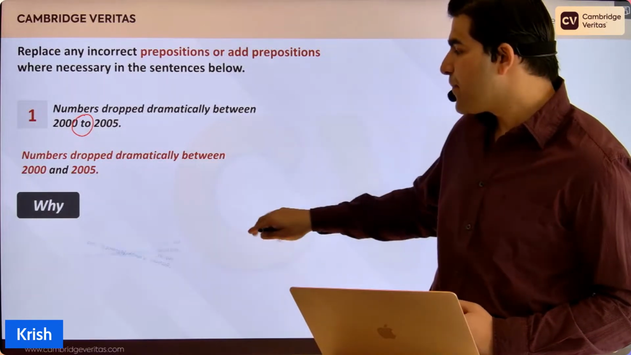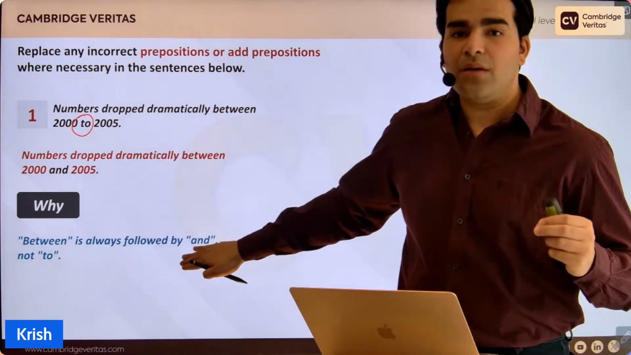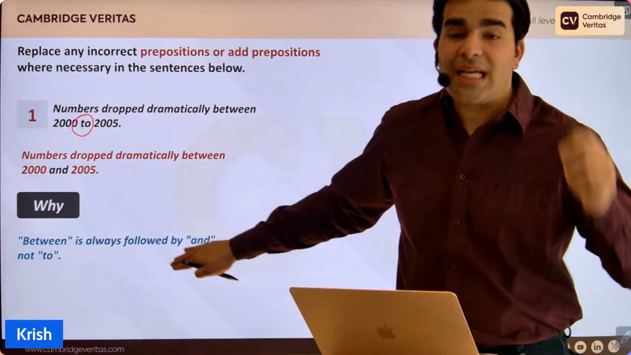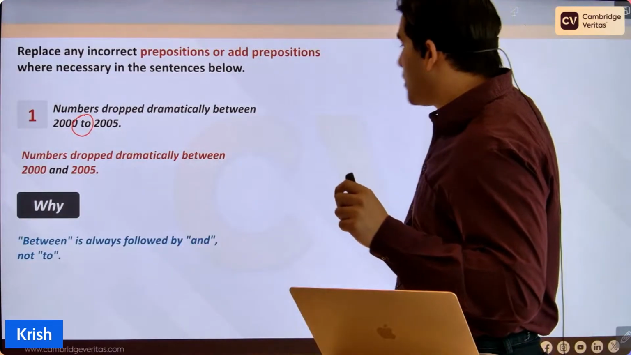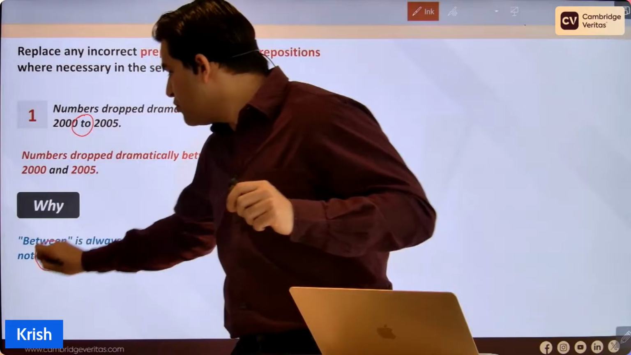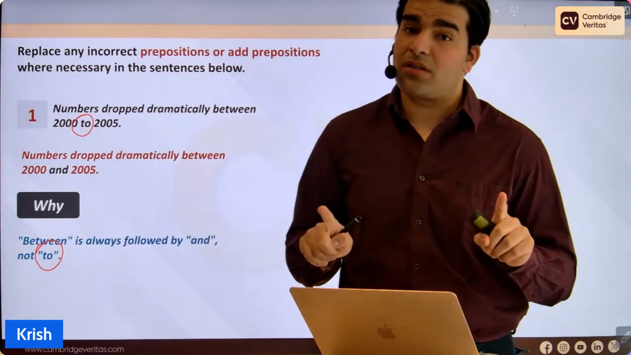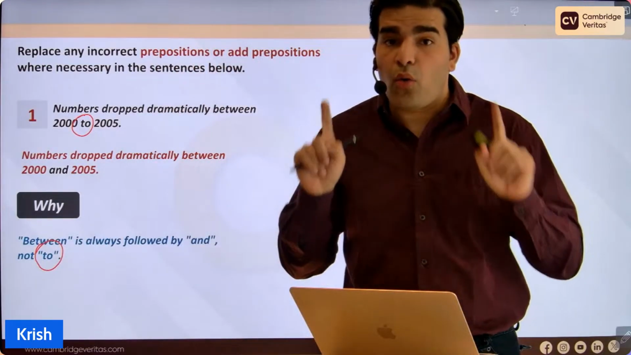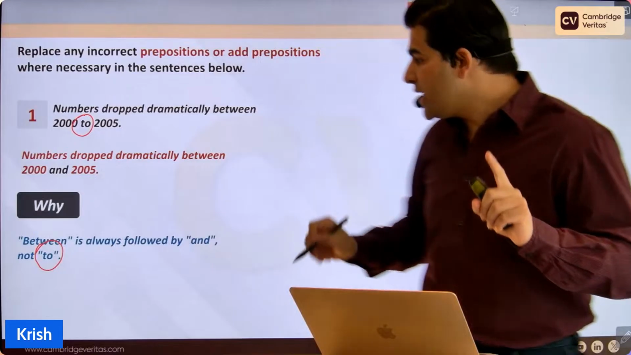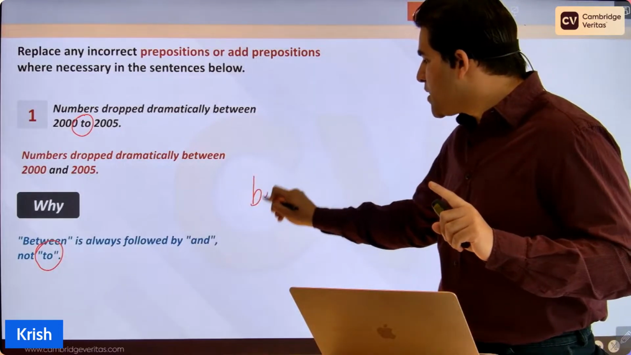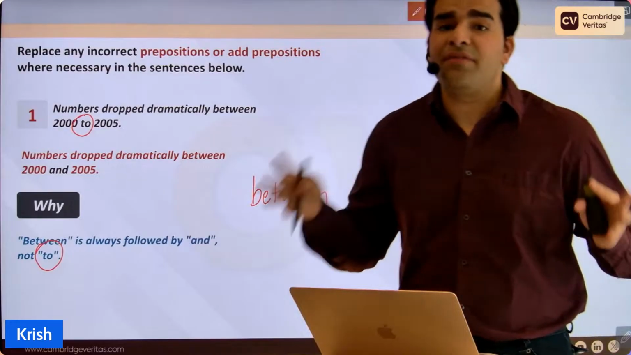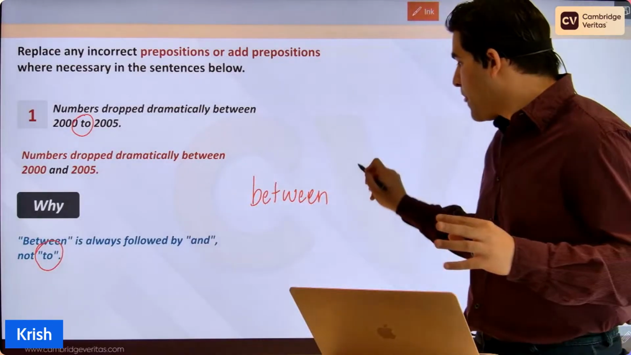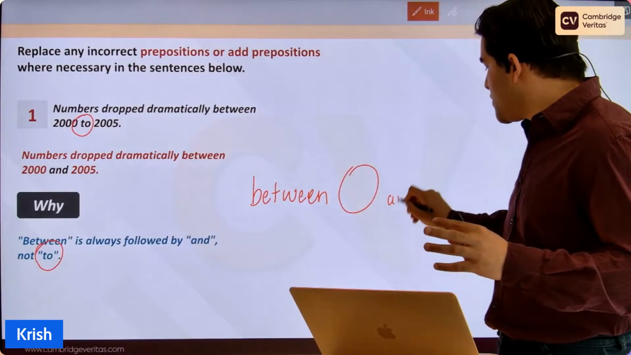The reason is, whenever you use the word "between," it is always followed by "and," not "to." Always remember it. So the rule is, whenever you use the word "between," ladies and gentlemen, even if it is 2 years, whatever it is, always use "and."